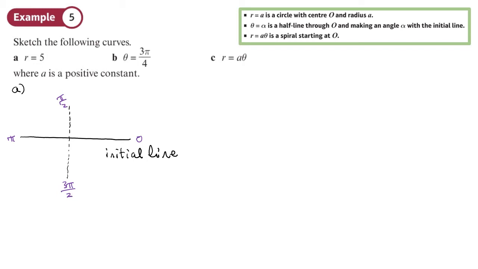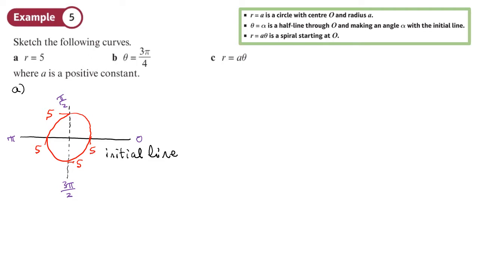And r is 5, so that's just a circle with a radius of 5. So all of these numbers here are going to be 5, because r represents the distance from the pole.